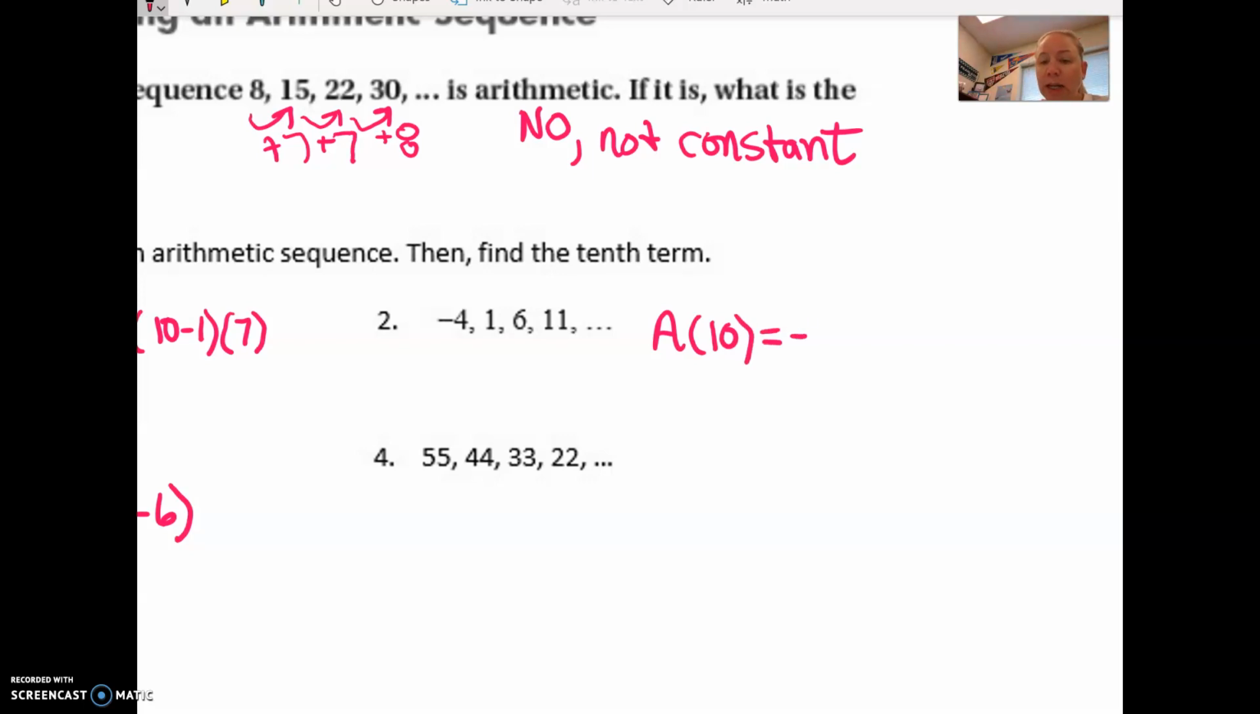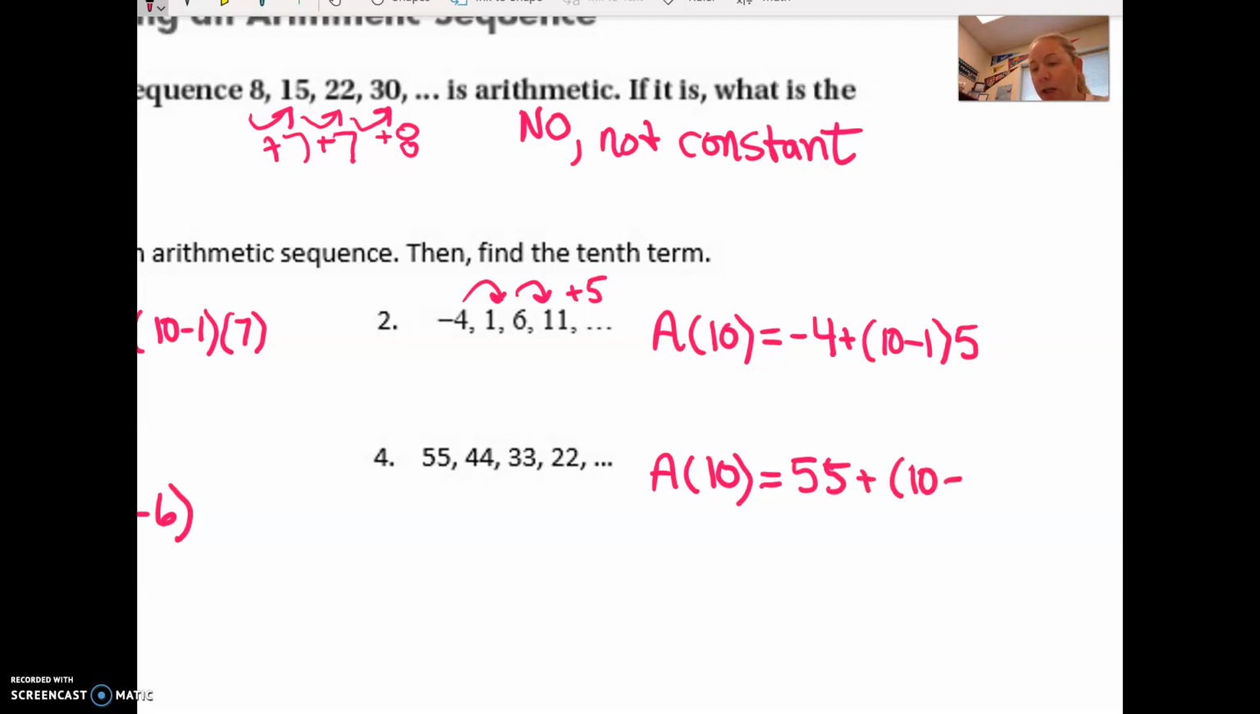So this one's going to be -4 plus 10 minus 1 times the common difference, which in this case is 5. It's going up by 5 each time. And then the last one here, A of 10. The first number in the pattern is 55, plus 10 minus 1. And then the common difference is 11. It's going down by 11 each time, so we'd multiply that by -11.